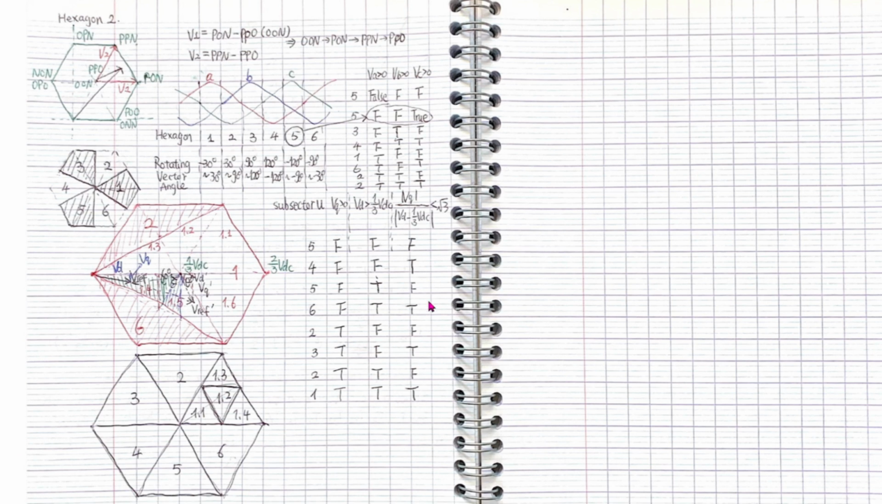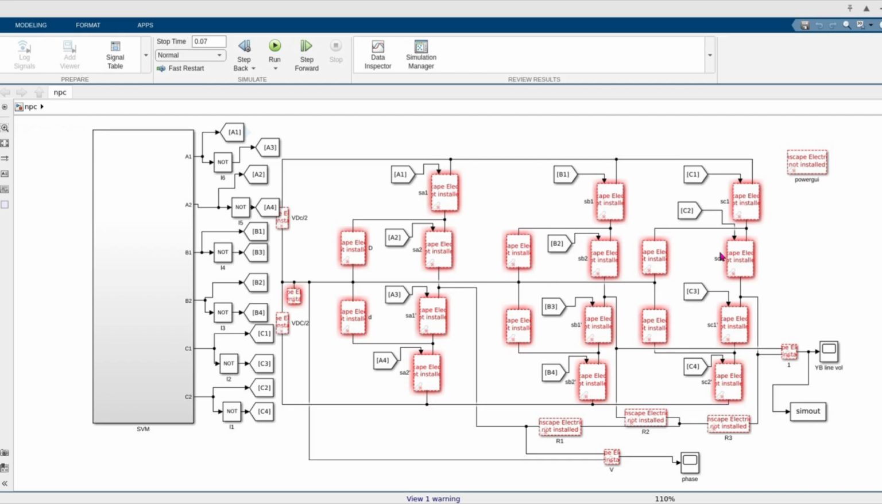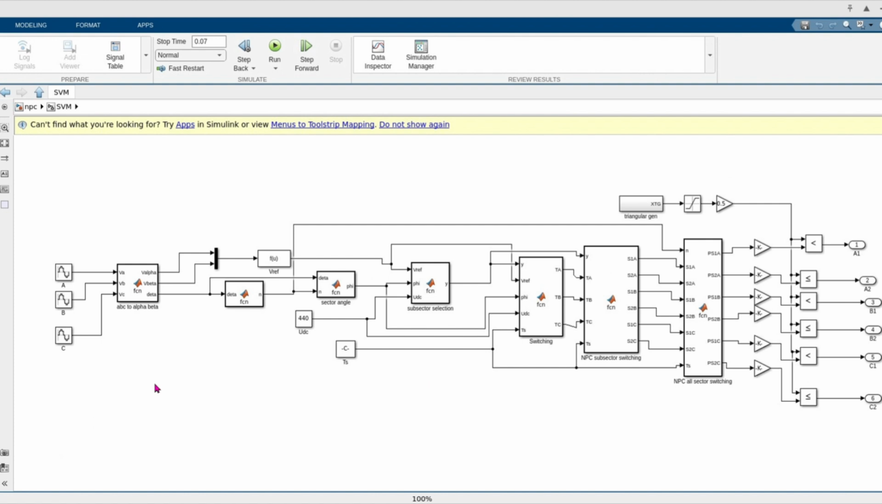For example, we can also keep the sector as in two-level inverters and then divide each sector into four regions. Here is the MATLAB implementation. First, the reference DQ, also called alpha beta here, are derived from phase voltage ABC. Then the sector and region are calculated based on angle. Then it's the calculation of the duty and the switching patterns.